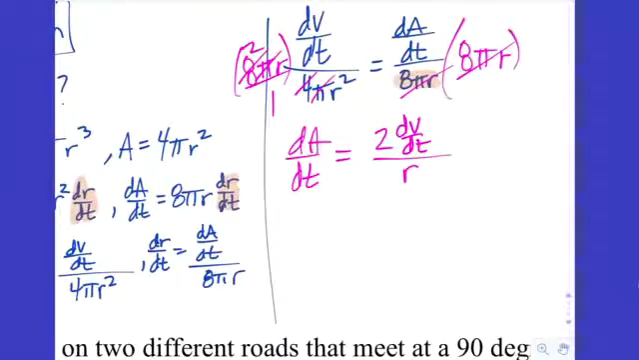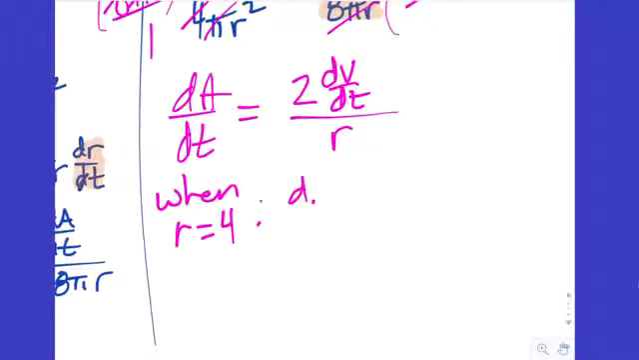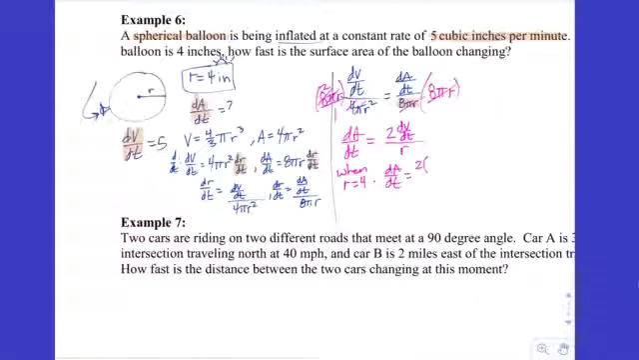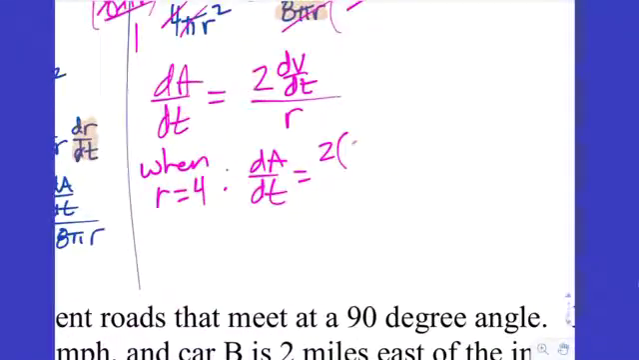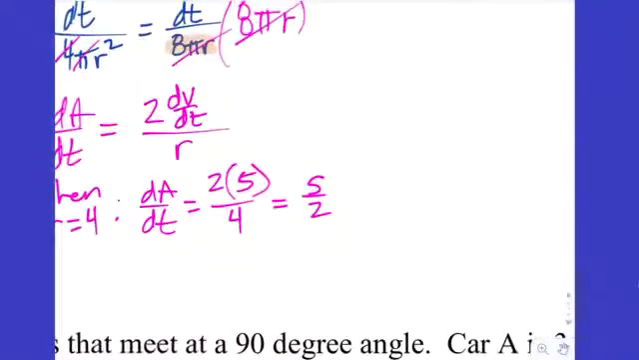And now you could just plug in. So now you could say when r equals 4, you get the surface area dA/dt is equal to 2 times dv/dt, which we said was 5. That was given, all over 4. And that gives you 10/4 or 5/2. And the units are going to be area per time, so that's square inches per minute.